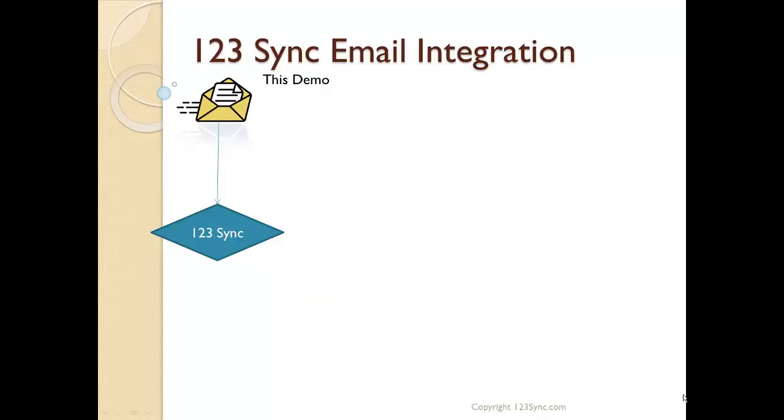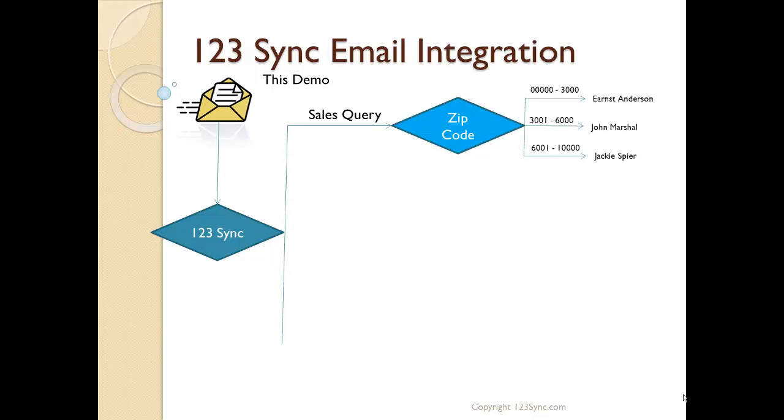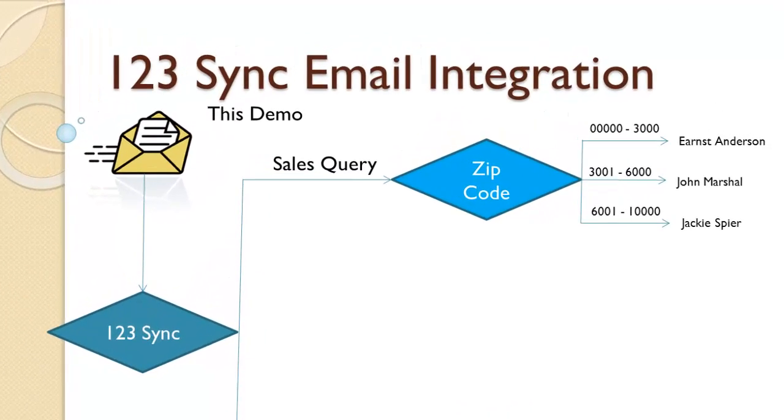In this demo, we're going to cover the 3 pieces that we support in 123Sync. So the demo will incorporate the following pieces. As the email is received by 123Sync, it will be processed. So if it's a sales query, we're going to select by the zip code. We're going to assign the actual sales query to a salesman in our organization. In this case, we filter by zip code.